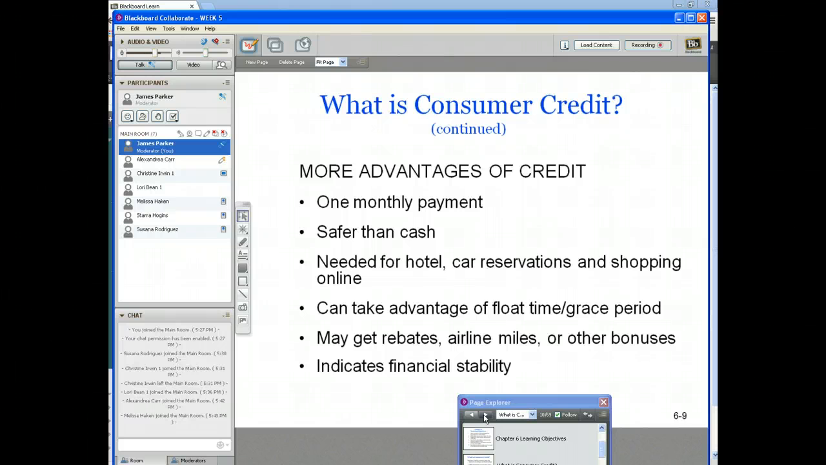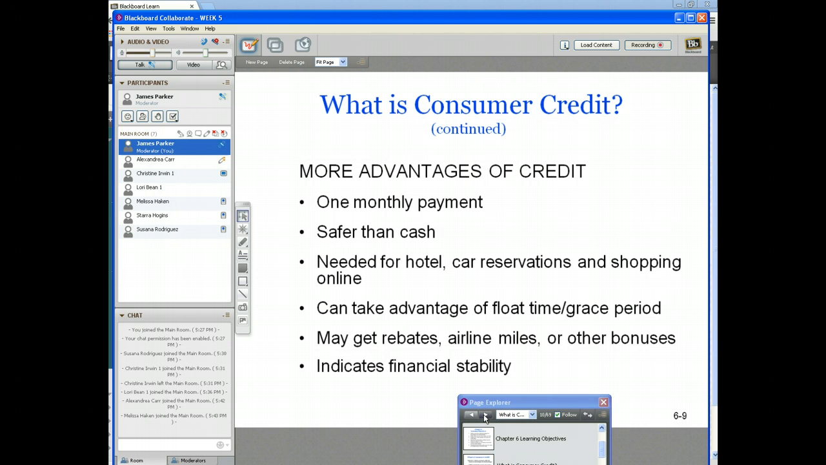More advantages of credit. Yeah, the one monthly payment, safer than cash. Obviously, try and rent a rental car or pay for a hotel in cash, and they think you're some sort of criminal, and they want extra deposits and stuff. The bonuses, like airline miles, some of us have to do that. Just about everybody here in Alaska wants to build up airline miles, but you can do that.